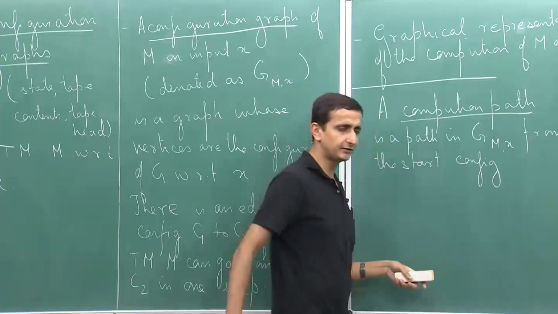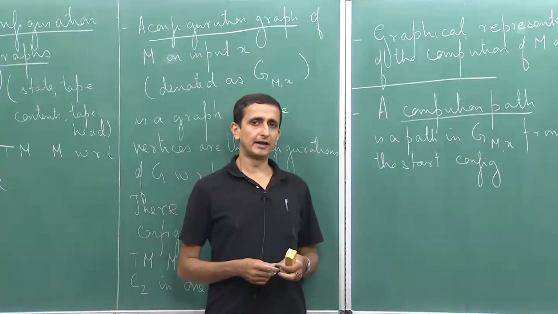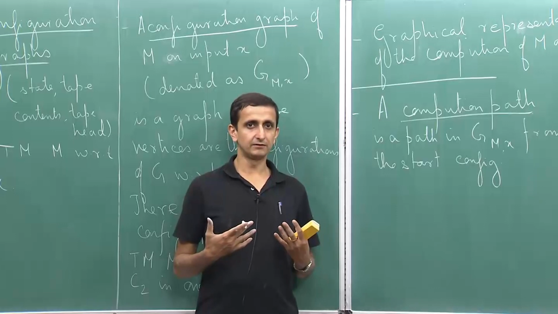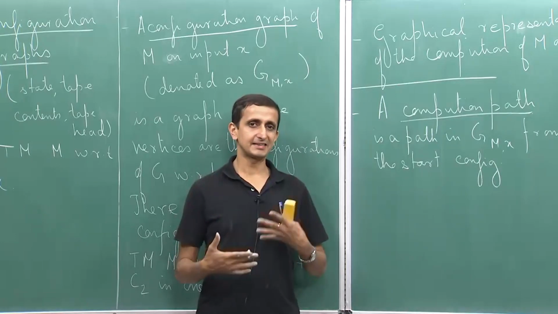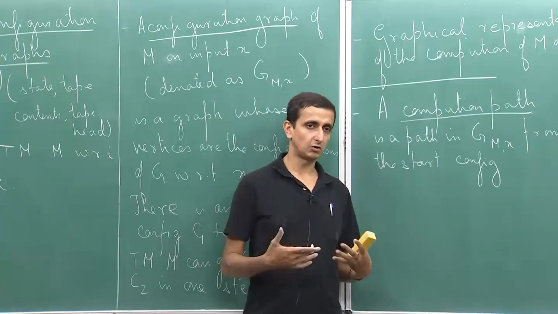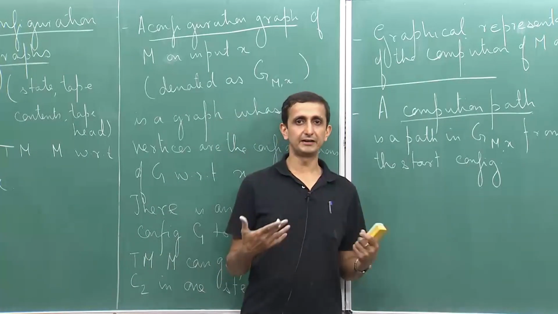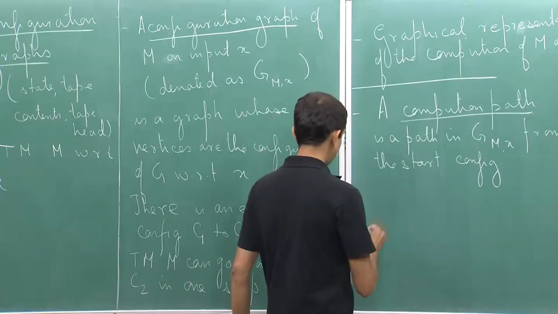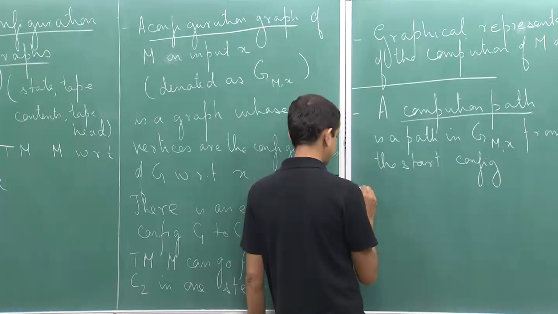There can be a computation path that goes from the start configuration to an accept configuration. That would be an accepting computation path. There can be a path which goes to a reject configuration, which would be a rejecting computation path, and so on. Therefore, the following proposition is very easy to see.